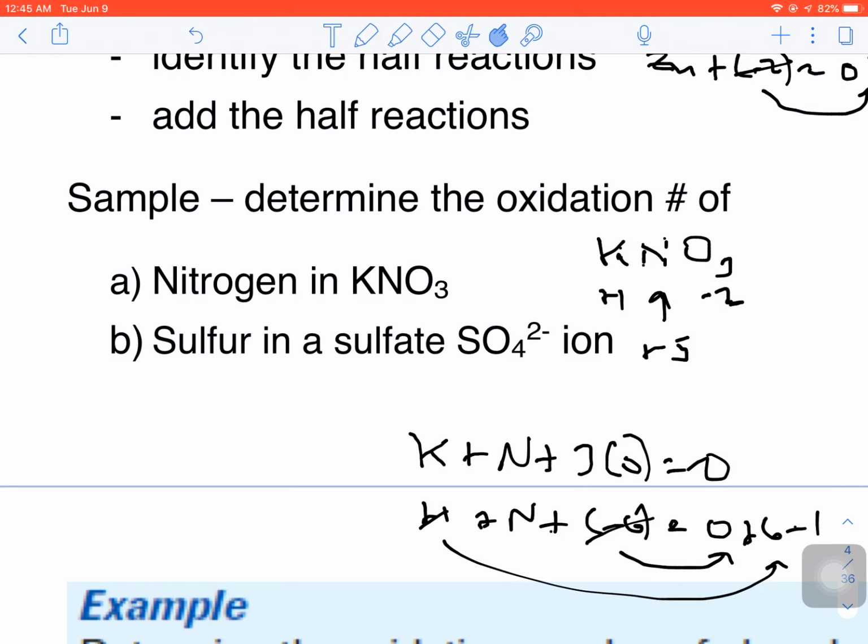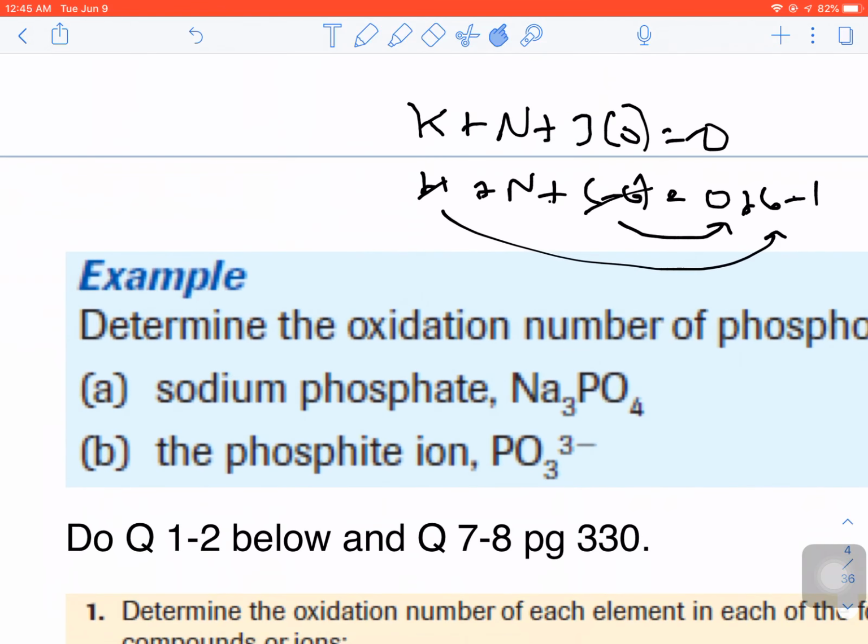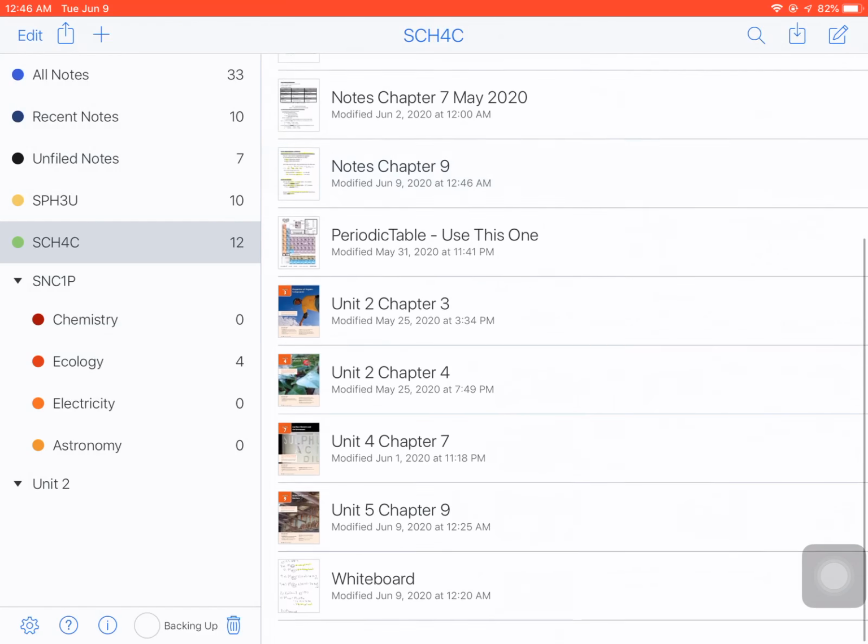Let's look at a couple more examples, and then I'm going to stop there for today and leave you with some of these to work on your own. Okay, so I've got sodium phosphate, Na3PO4.